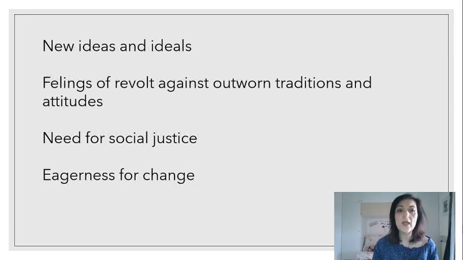Let's start with this period, with the Romantic Age. This period, we said, was the age of revolutions, but don't forget that most of the social and political revolutions which we will focus on were born out of new ideas and ideals. Ideas and ideals. They were born, therefore, from new ideas and new ideals.